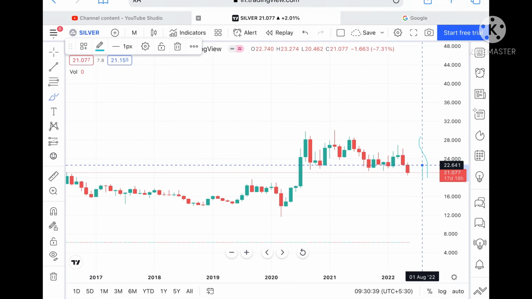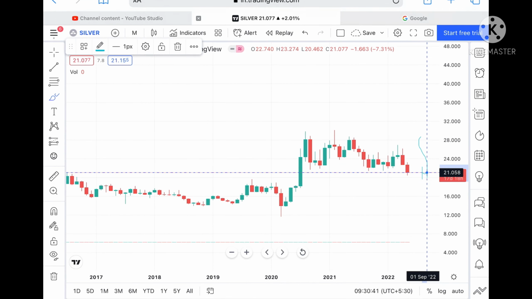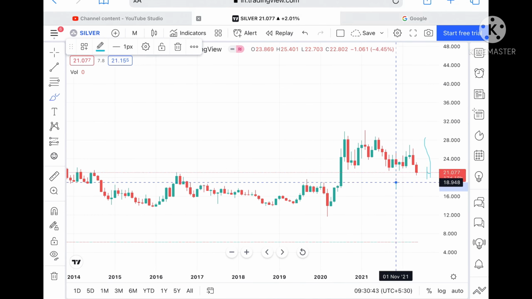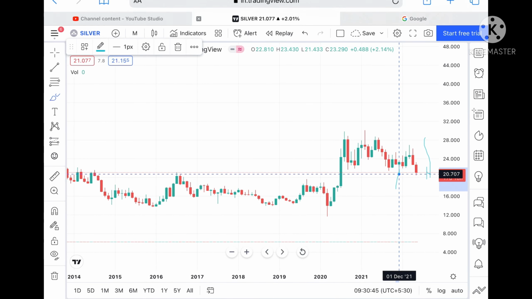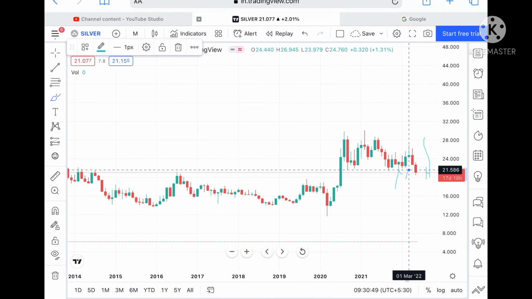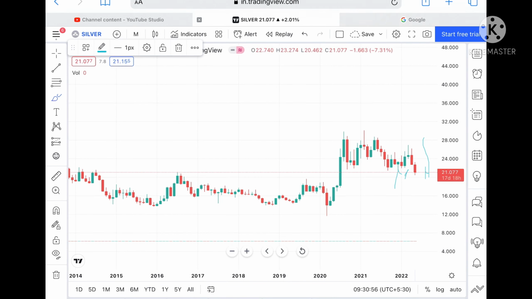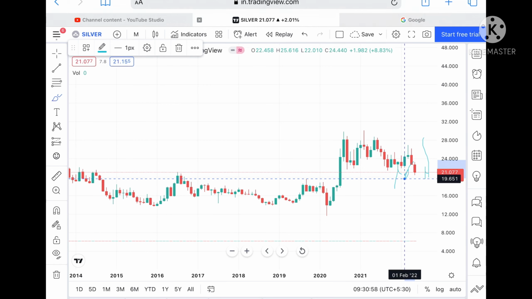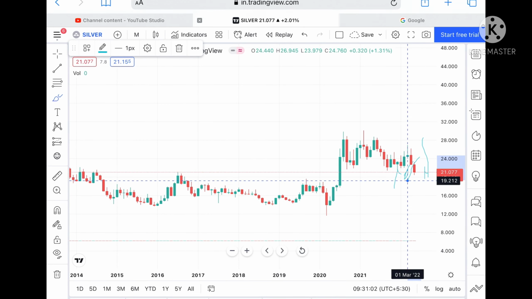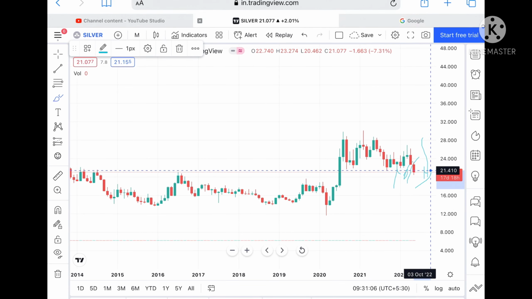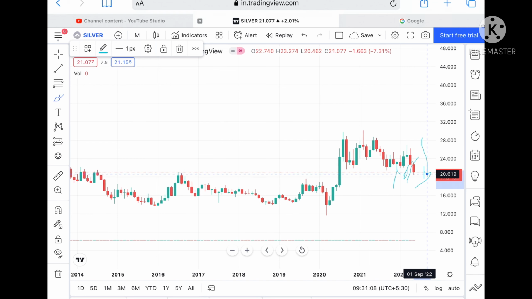Now suppose the price doesn't sustain this level, we can see it can come down again, but there is a strong support. If that level doesn't sustain, then it can touch a level of 20.707. If the price goes below this level, it can touch a level of 20.267, and from there come down to a level of 19.567. Suppose the price goes below this level, then it can touch a level of 19.036.